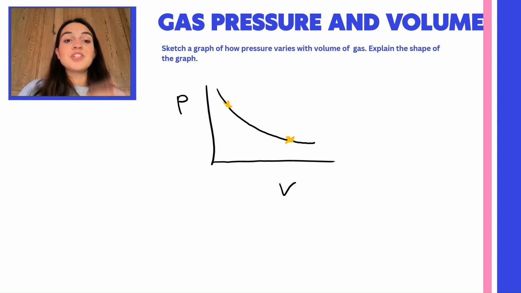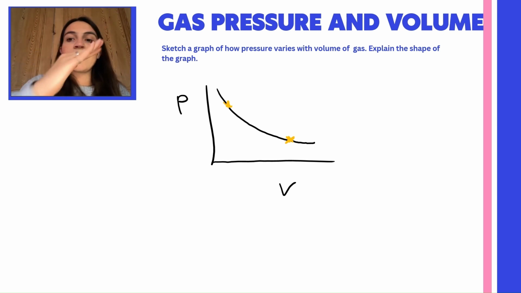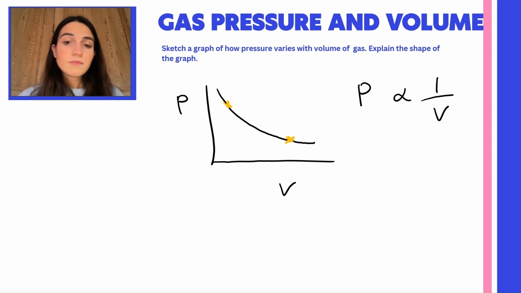And I'm sketching a curve downwards. Don't be tempted to put a straight line downwards. These are inversely proportional to each other. As pressure increases, your volume decreases, but that does end up giving you a curve. Okay, so remember that. Don't be tempted to put a straight line downwards.